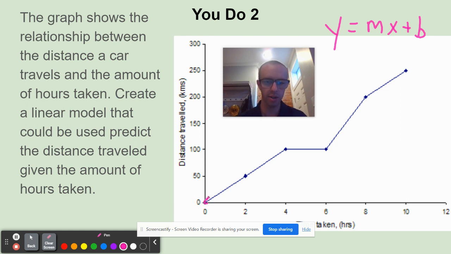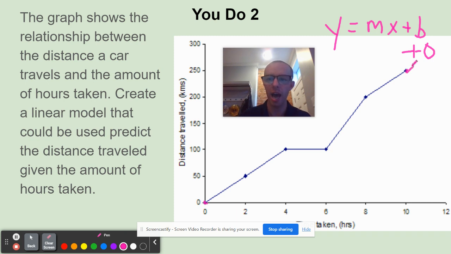B is the beginning here. It looks like the car starts at 0 miles, so I can plug in a 0 for B. You don't actually need a plus 0. It doesn't mean anything. Adding 0 doesn't change things, right? So you don't technically need that. We'll just leave it there for now.